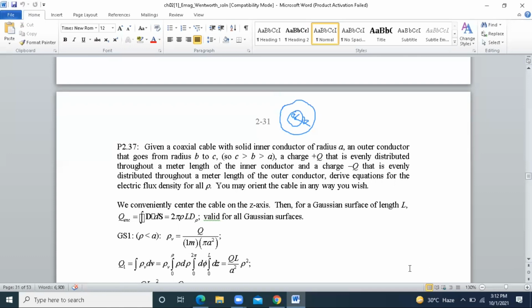Remember, you have three different rhos that you are going to account for. So your volume charge density times whatever, because your volume is going to change depending on where you are, right? So this is your integral for your volume. Rho V is a constant.